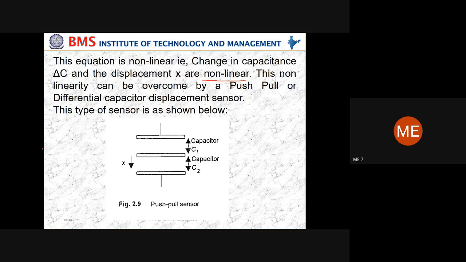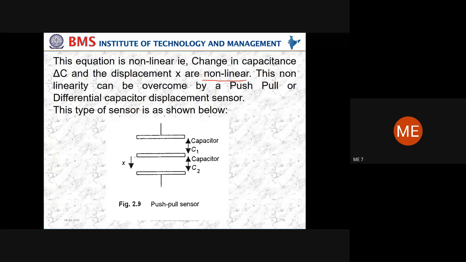Now how to reduce this non-linearity? To reduce this non-linearity means I want the function to be linear. This non-linearity can be overcome by another method called the push-pull or differential capacitor displacement sensor. Now what is this push-pull type going to be? Just observe here. In the push-pull type, we have three plates present. This is as usual one plate and this is another plate. In between, I have put one more plate, an intermediate plate.